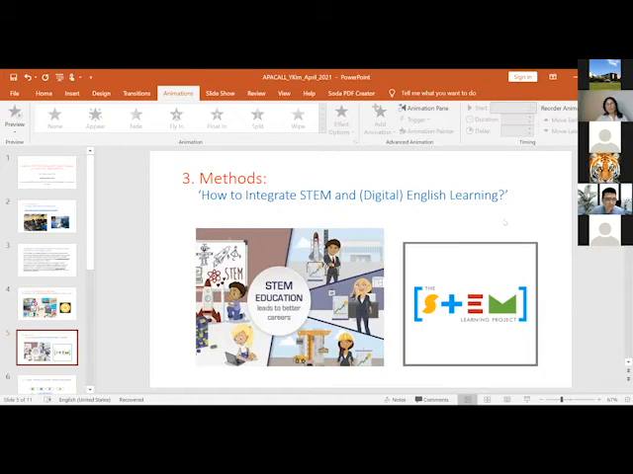The question is, how do we integrate STEM and digital English learning at the same time in the courses? So this is my framework of methodologies that I worked on together and used to analyze the data that I collected while I was working on the project with my students.